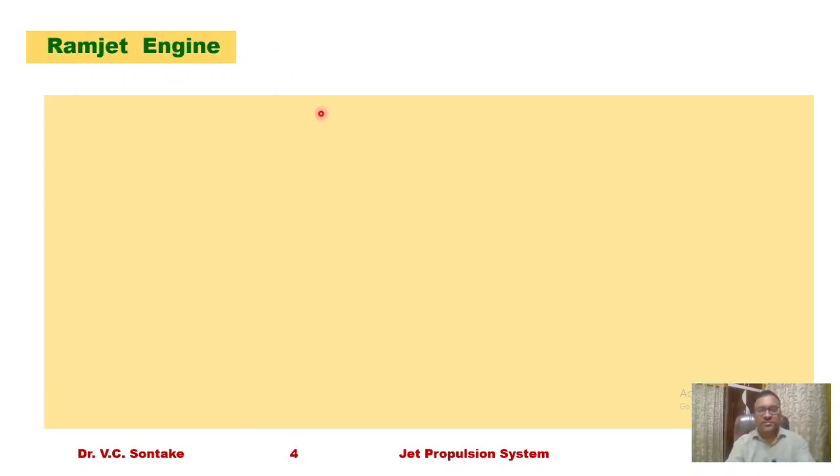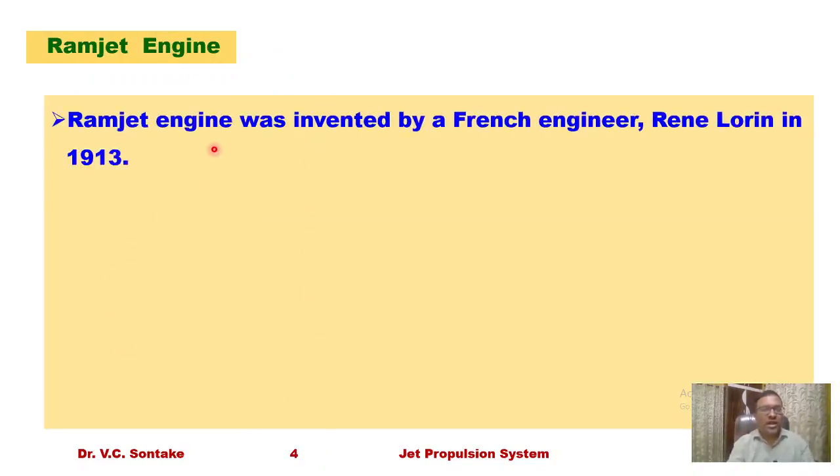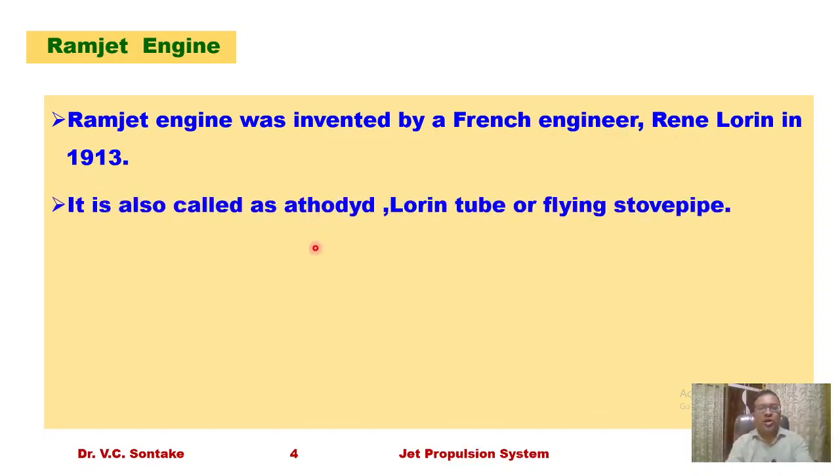Ramjet engine. Ramjet engine was invented by a French engineer named René Lorin in 1913. It is also called as athodite, Lorin tube or flying stovepipe. Athodite is the acronym of aerothermal duct, aerothermal dynamic duct.